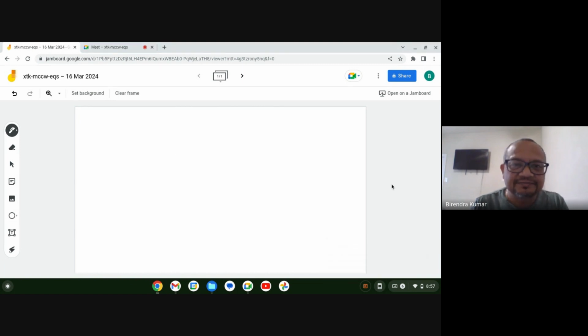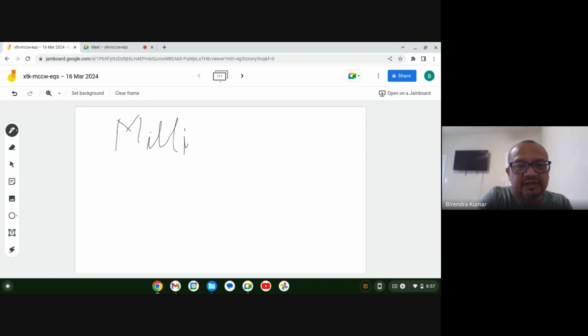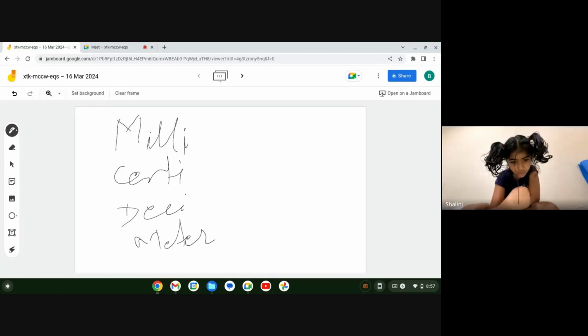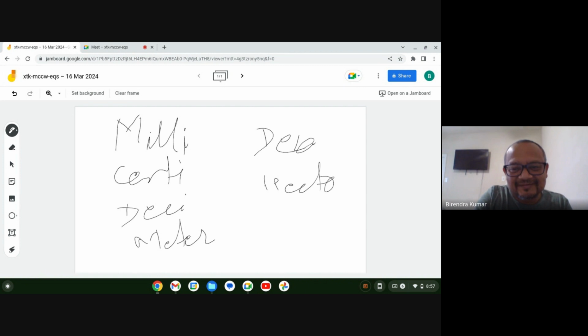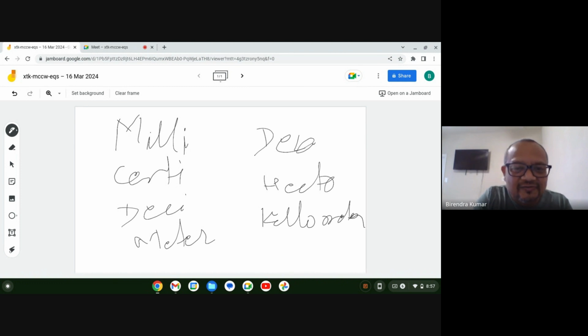You can see my screen, the white screen. Okay. So this is a song. Milli, centi, deci, meter, deca, hecto, kilometer. So here, this is just a short form. Milli stands for millimeter, centi stands for centimeter, deci stands for decimeter, meter is meter. Deca stands for decameter, hecto stands for hectometer, kilo stands for kilometer.